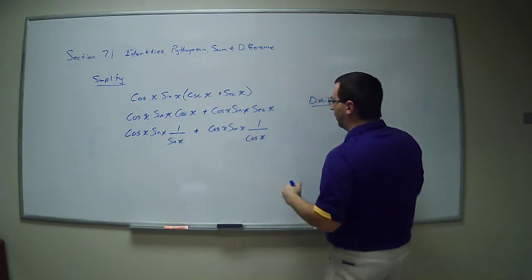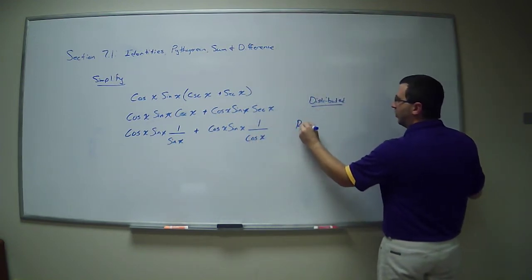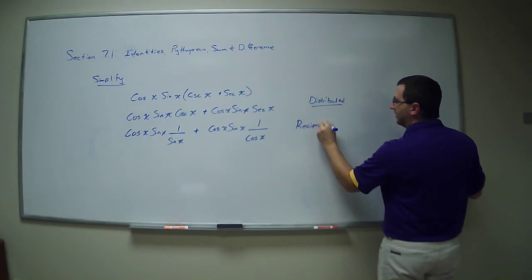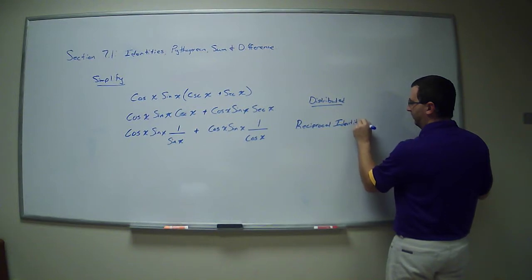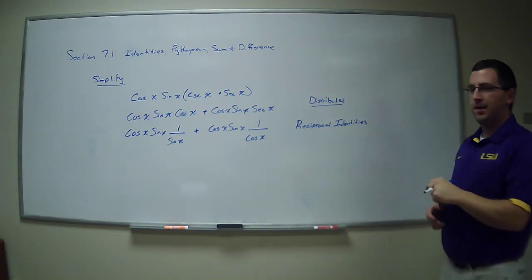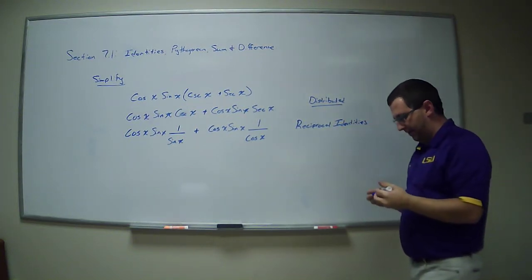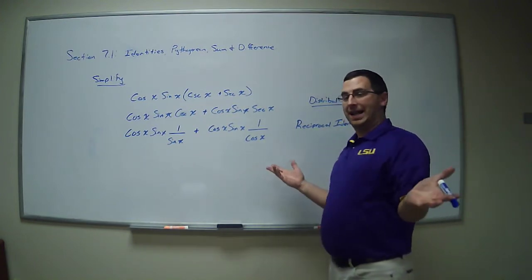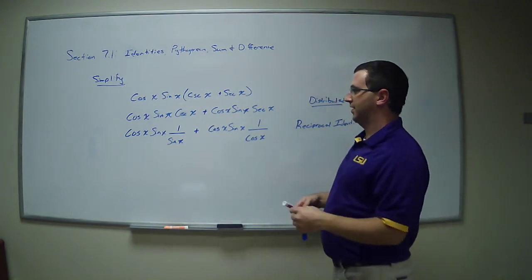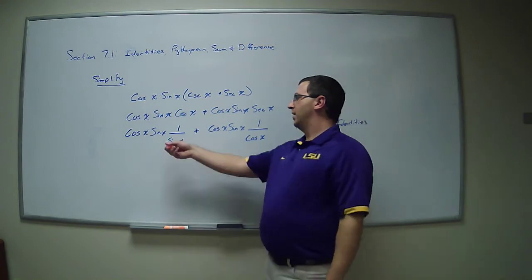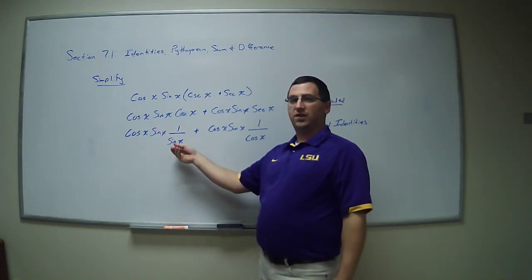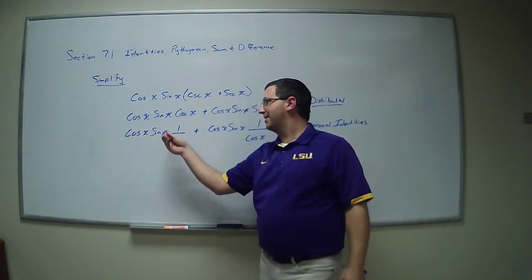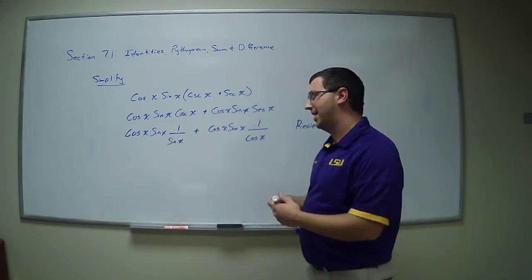Alright, so basically what we did, we used reciprocal identities. Now here's a magical thing. Stuff is going to cancel out. It's going to reduce. Specifically, this sine x here cancels out with this sine x. So all you're left with is cosine x times 1, or just cosine x.